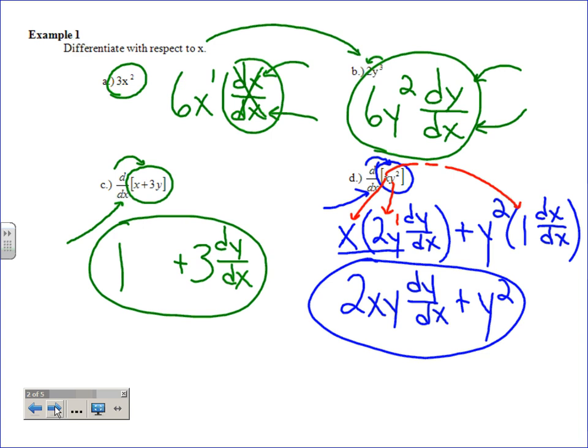Say that again? Right, because this top d here was saying take the derivative of all that stuff with respect to x. That's what that notation means. Are we good? Just in general? Implicit? All right.